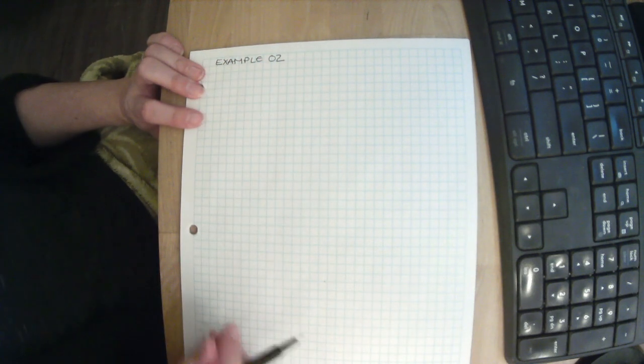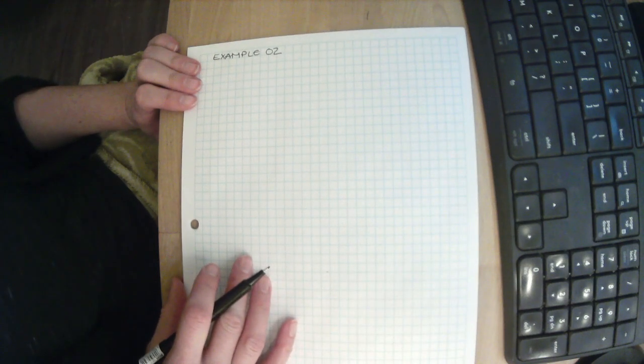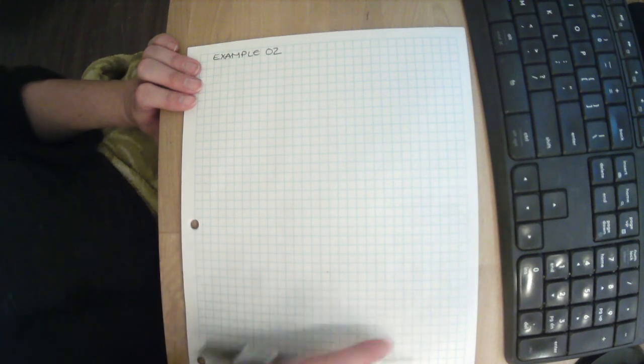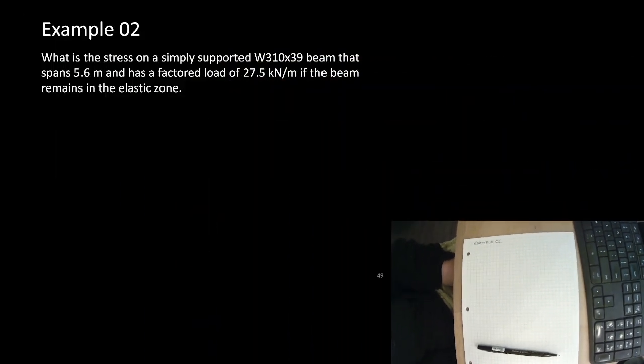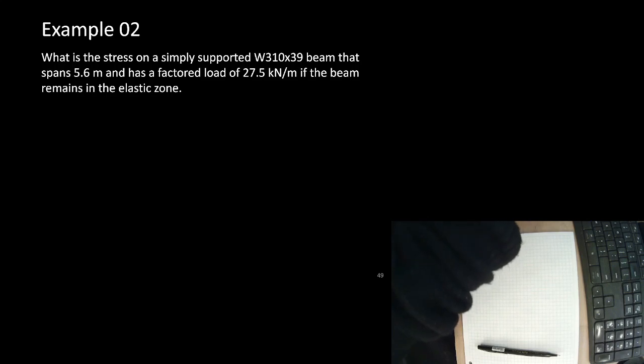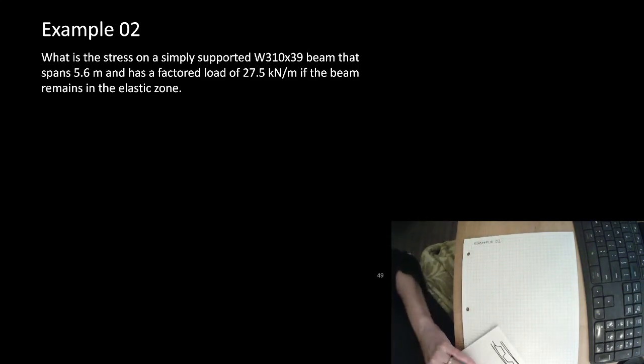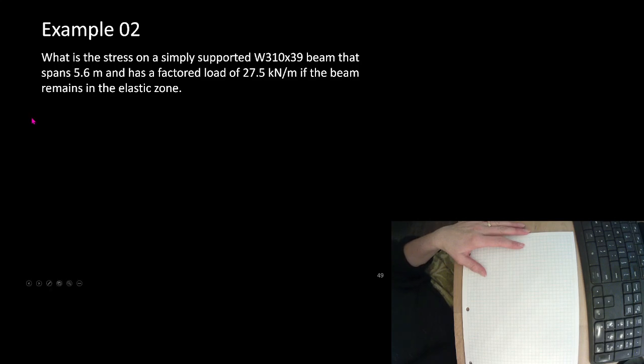So example two, what is the stress on a simply supported W310 by 39 beam that spans 5.6 meters and has a factored load of 27.5 kilonewtons per meter if the beam remains in the elastic zone? Or I should say must remain in the elastic zone. I'm going to add the words must remain in the elastic zone into the wording there. Okay, so we have another kind of simple example.